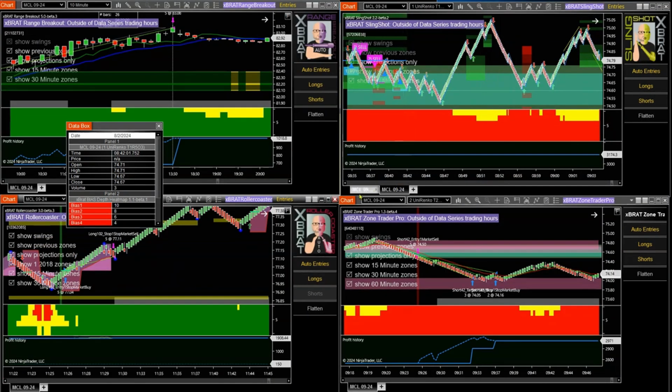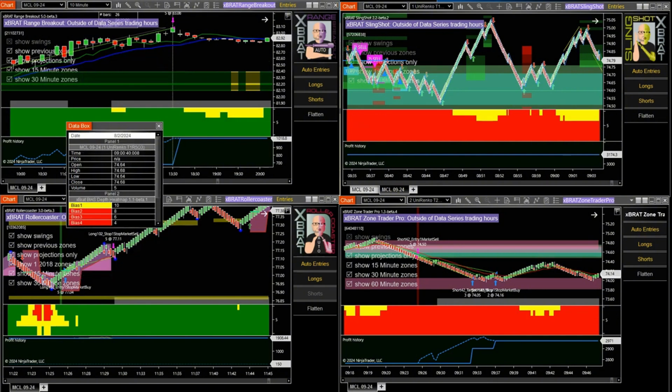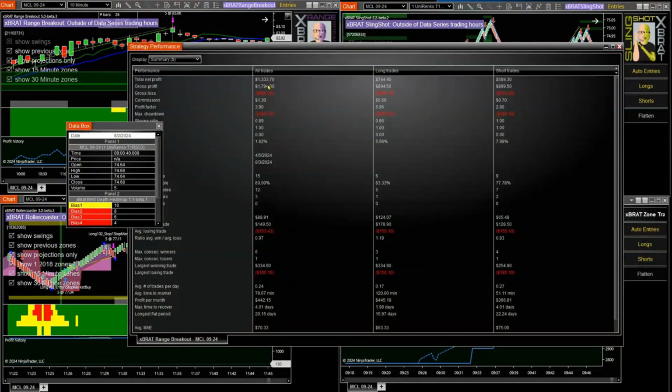So what I want to do now is go through the last 90 days of these. So I'm going to start at the left here. So again, we just saw that performance report for MCL on that range breakout. That was $1,300. Max drawdown only 185 on that particular strategy. So very, very strong strategy. It doesn't trade very often, but when it does, it's very profitable and they run.